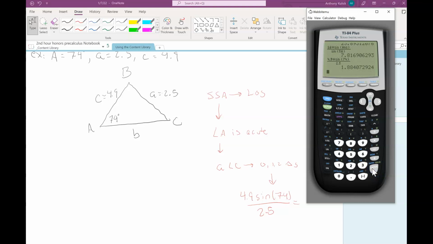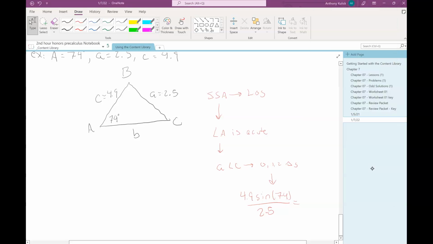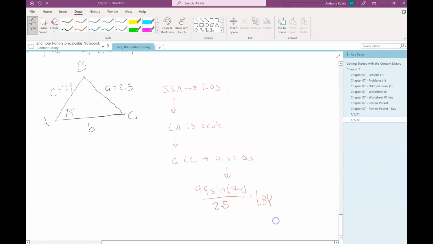When I do that, I get 1.88, which I'm pretty excited about. Since that's greater than 1, I have 0 triangles possible. So I'm done. There's nothing to do. There's no triangle possible, nothing to solve for. Game is over.